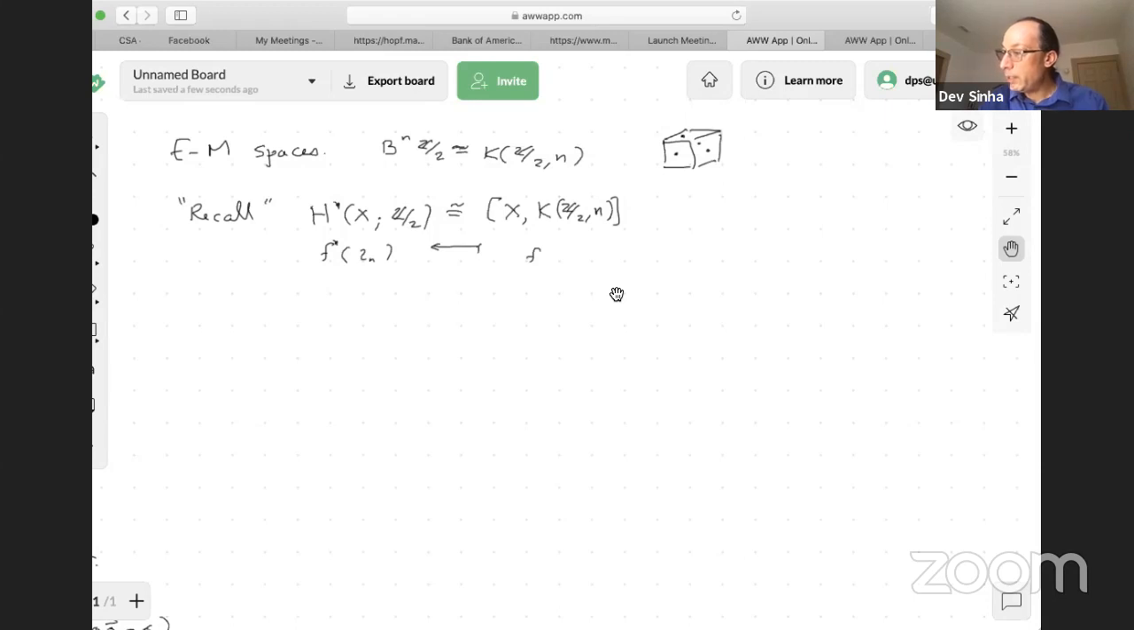And so this is a natural transformation between functors. And then you show that the latter satisfies the axioms for cohomology, especially the key one, the suspension isomorphism.